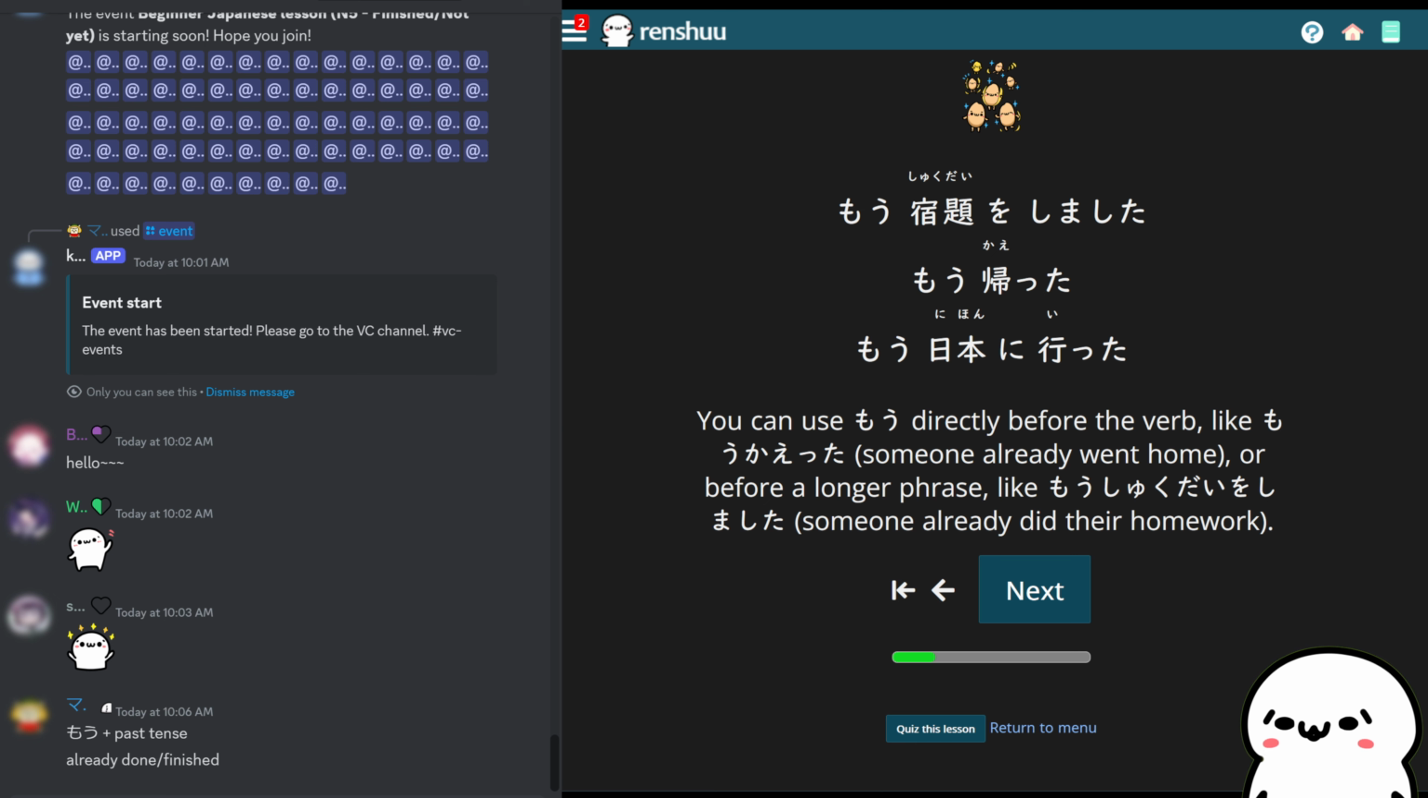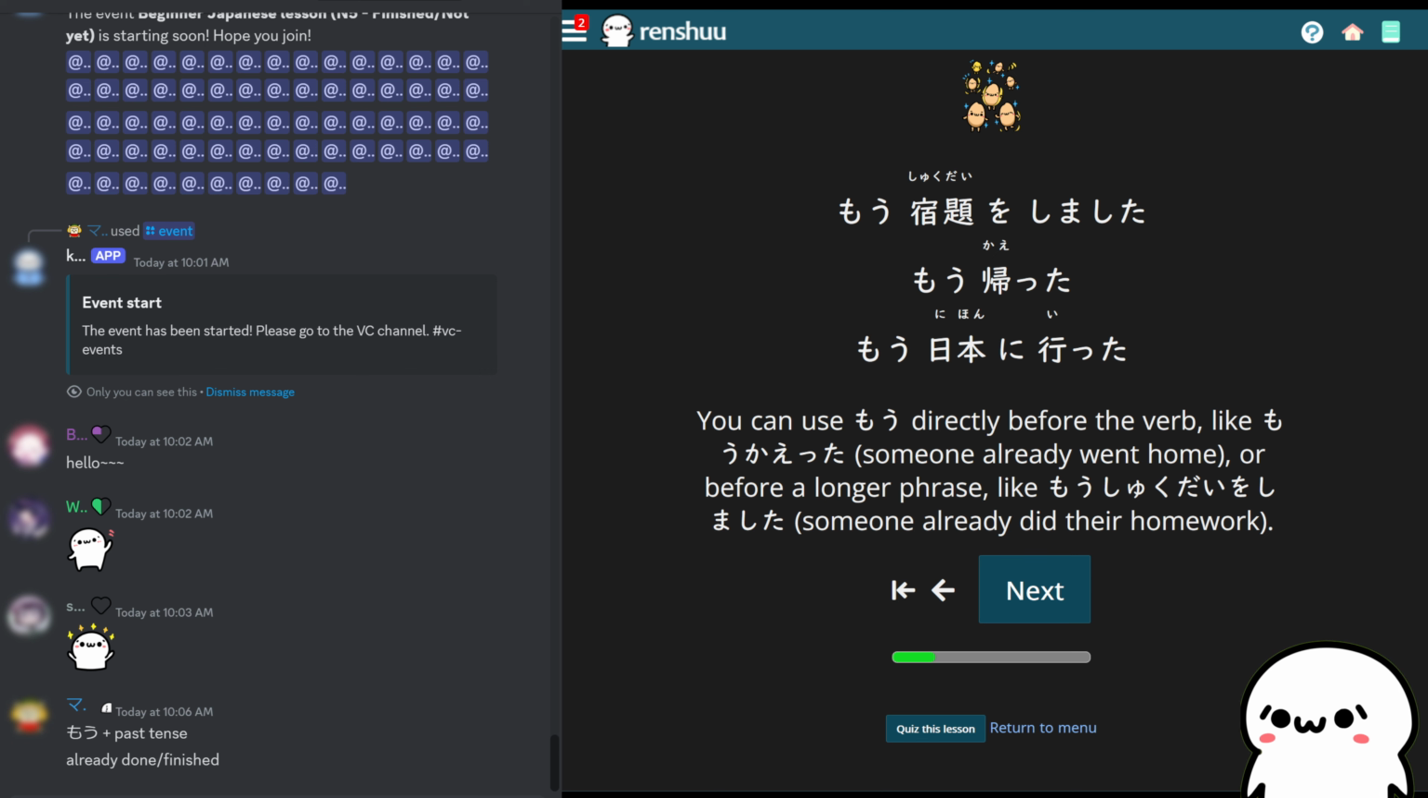You don't usually translate shimashita or suru as finished, but I could see that being a possible way of translating this attached to the mo. I've already done my homework. If you've done your homework, then presumably you've finished it. So you might see this as I've already done my homework, I've already finished my homework, or whatnot. You have something that's a bit shorter. Mo kaita also works.